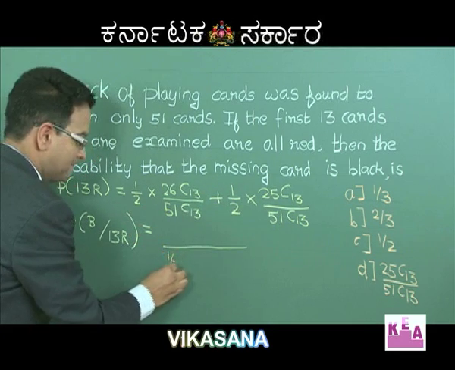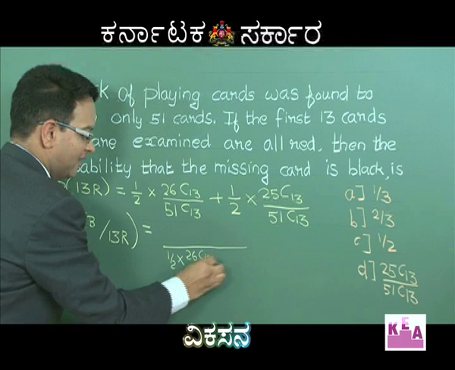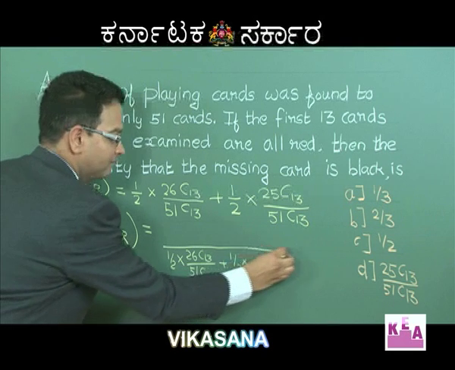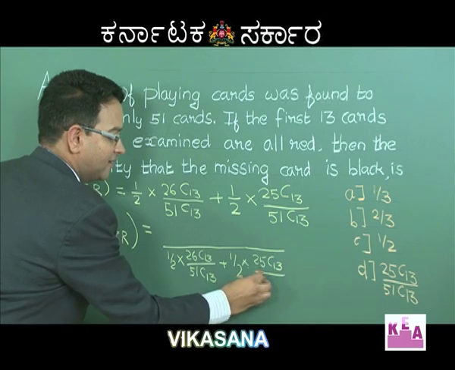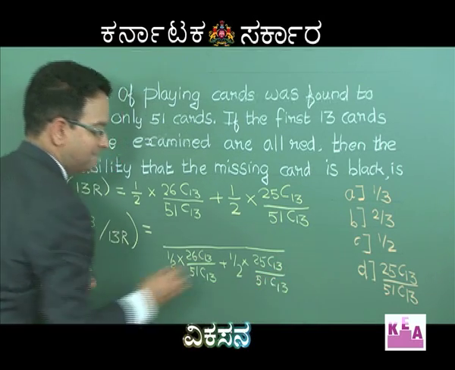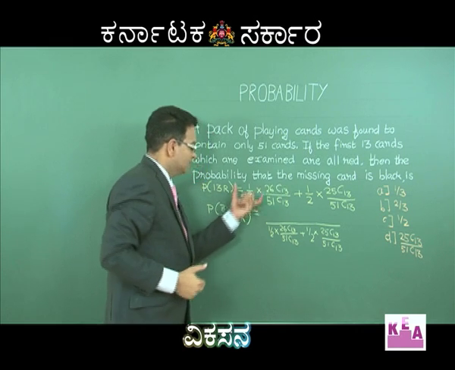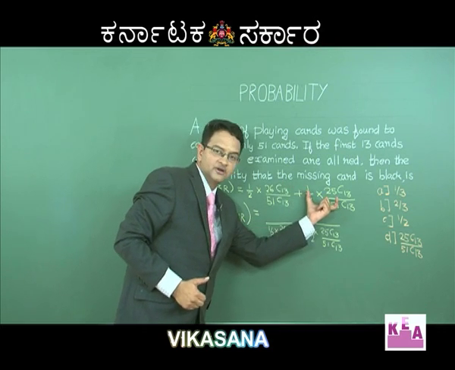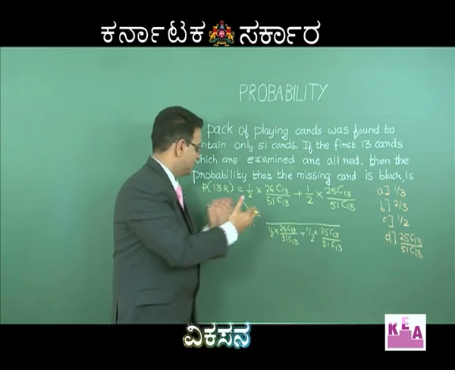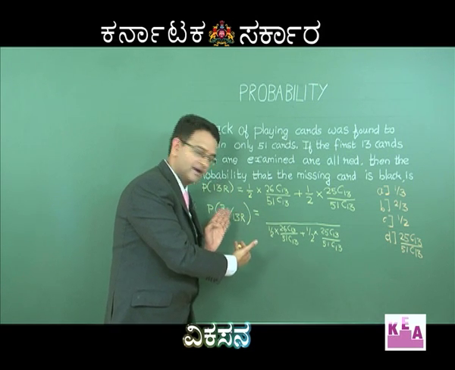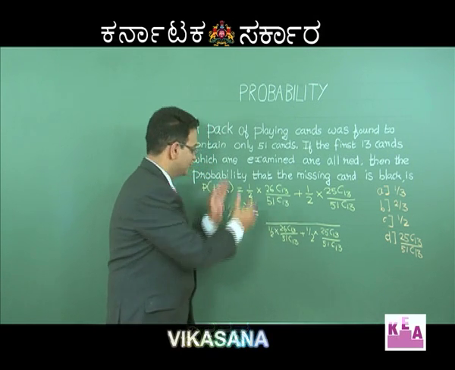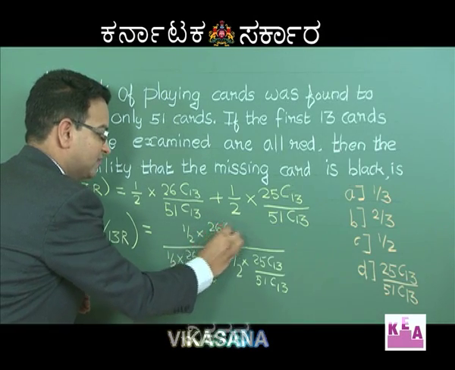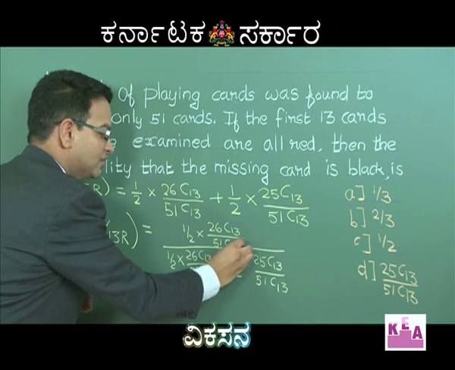We are going to write it as 1 by 2 into 26C13 divided by 51C13, plus 1 by 2 into 25C13 divided by 51C13. And what do we place in the numerator? The first portion here is for the black card to be lost, and the second portion here is for the red card to be lost. So here the question is, given that the 13 cards drawn are red, what is the probability that it is the black card which was lost? So the first part comes to the numerator. So it's going to be 1 by 2 multiplied by 26C13 divided by 51C13.